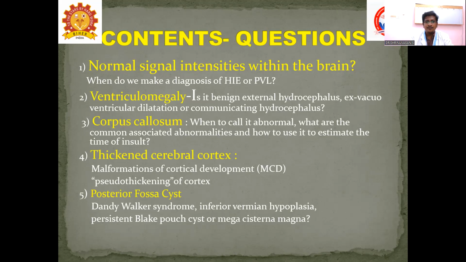So when a cyst is present within these structures, we have to identify whether it is associated with normal or abnormal conditions. Among the abnormal conditions, the posterior fossa is enlarged and associated with a cyst. The common one is Dandy-Walker syndrome, and associated conditions include inferior vermian hypoplasia, and sometimes a persistent Blake's pouch cyst can also be present.